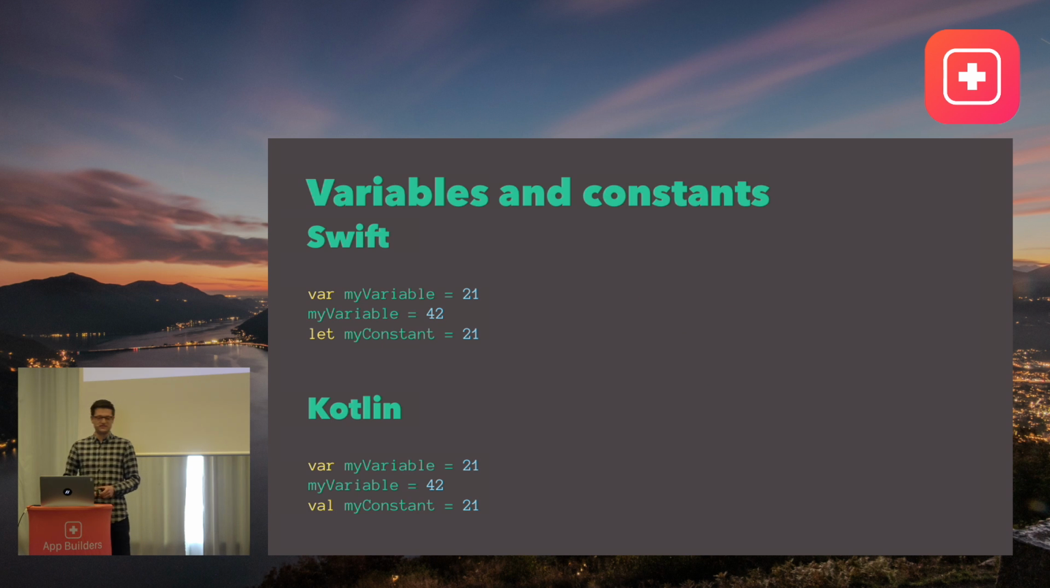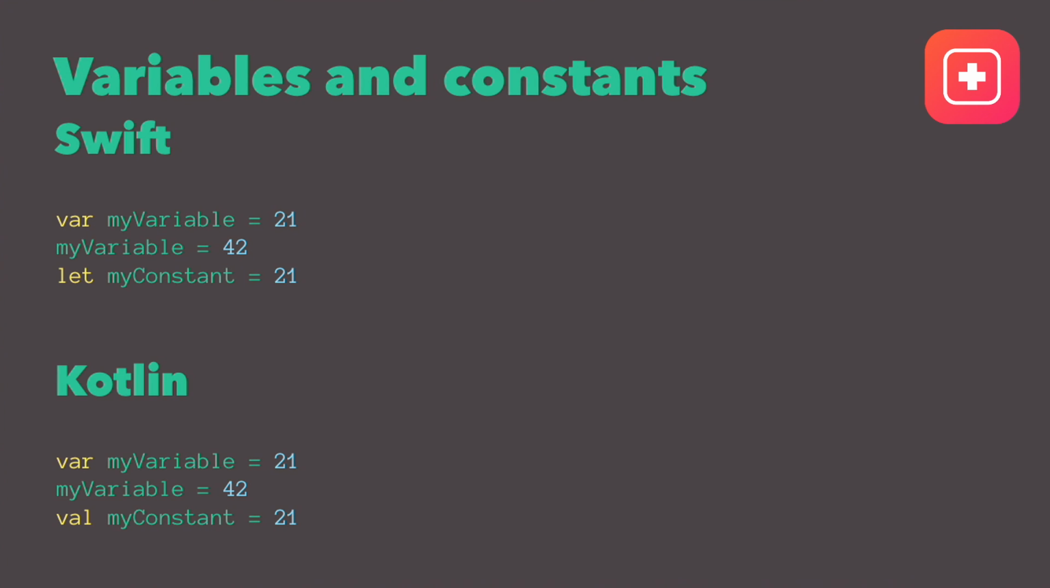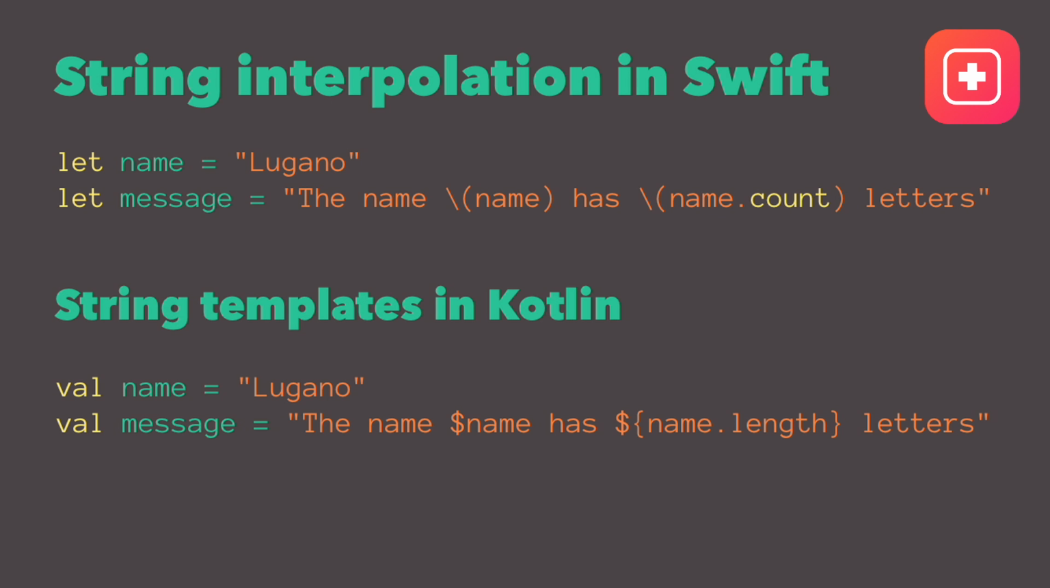We'll start easy with variables and constants. So in Swift, when you want to declare a variable, you use the var keyword, and then you can change it. And you use the let keyword for a constant. In Kotlin, you also use the var keyword for a variable, but you use the val keyword for a constant. So the only difference here is let and val. Otherwise, it's all the same.